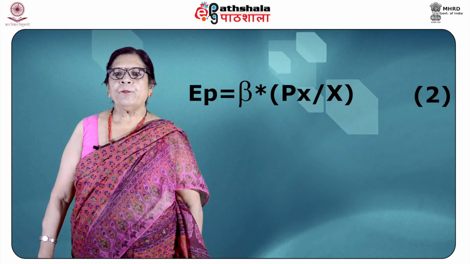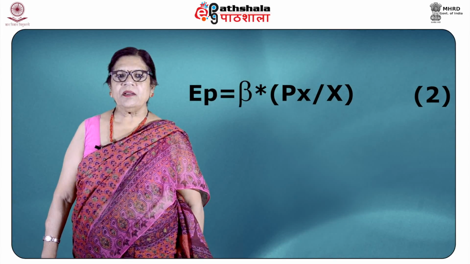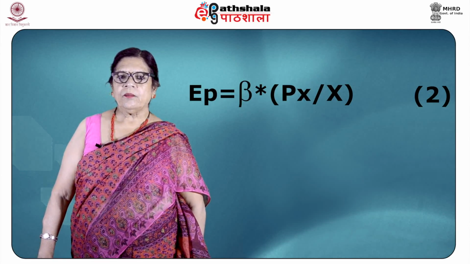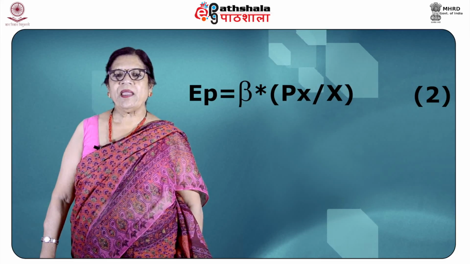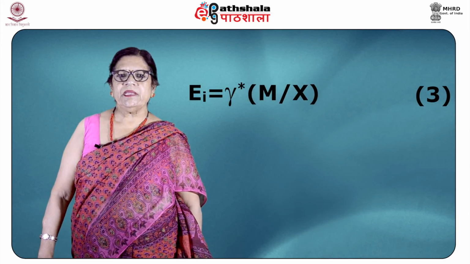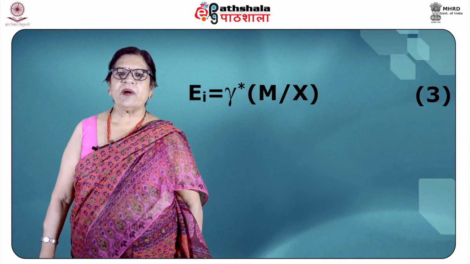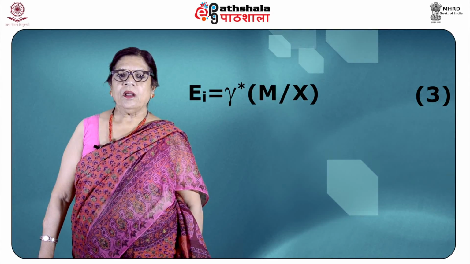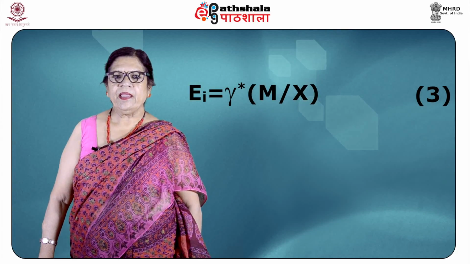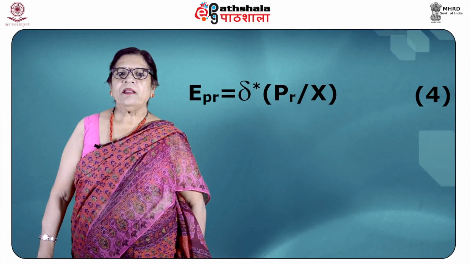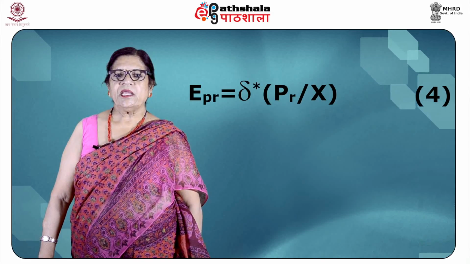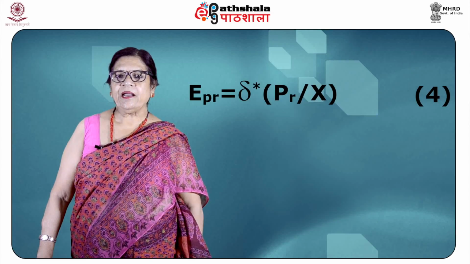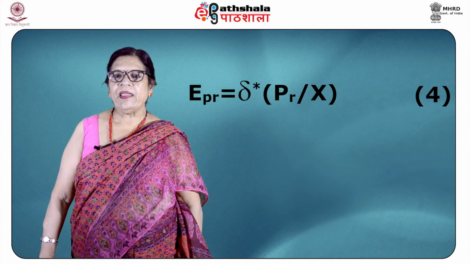This means price elasticity of demand is given by EP is equal to beta into Px by X. Similarly, income elasticity of demand is given by EI is equal to gamma into M by X, and cross price elasticity is given by EPR is equal to delta into Pr by X.